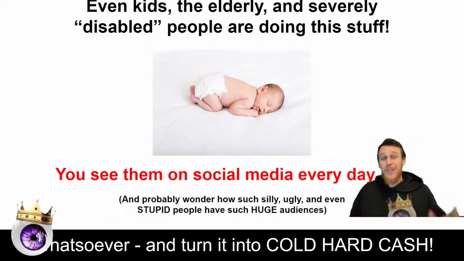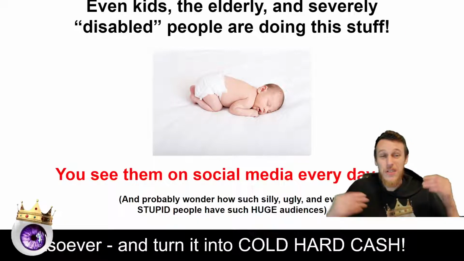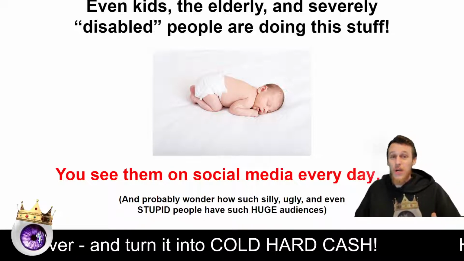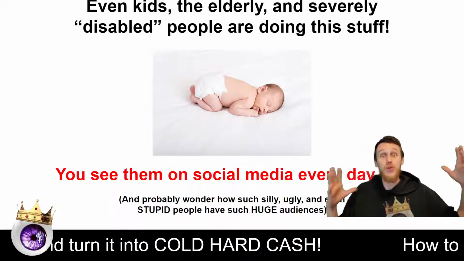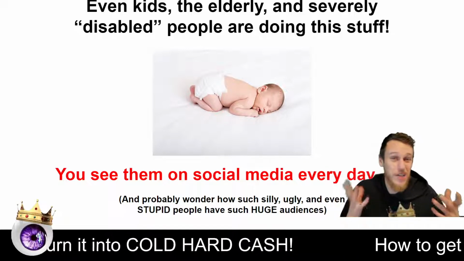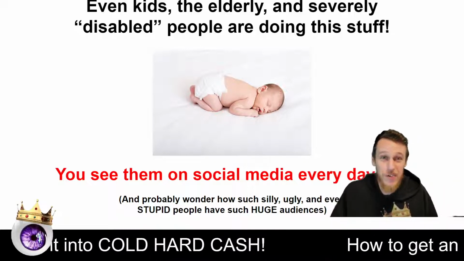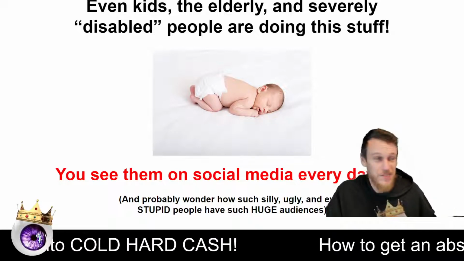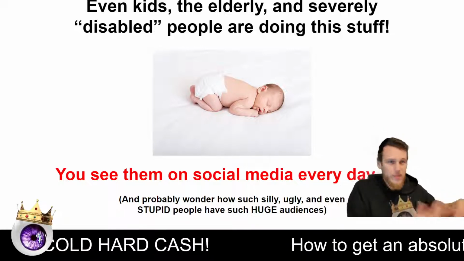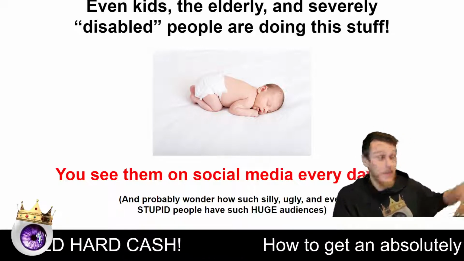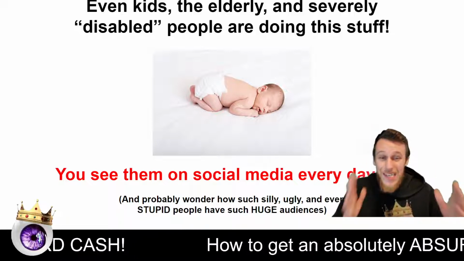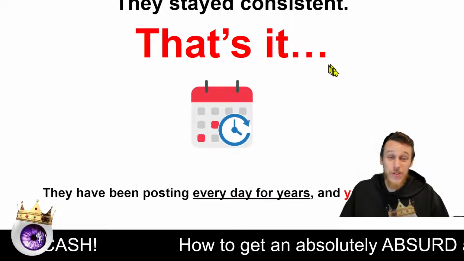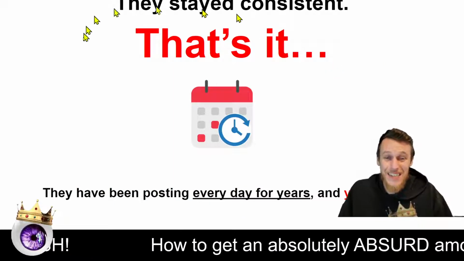And you probably have wondered at some point how such silly or such ugly or even such stupid people have huge, massive audiences, right? Think about how many celebrities who have done something completely crazy, right? Got drunk and beat up their wife, something terrible. And then a few months go by and everyone forgets about it, and suddenly they have a new movie coming out and they make millions and millions and millions of dollars, right? This is how it works. This is how they're doing it. They stayed consistent. That is it.